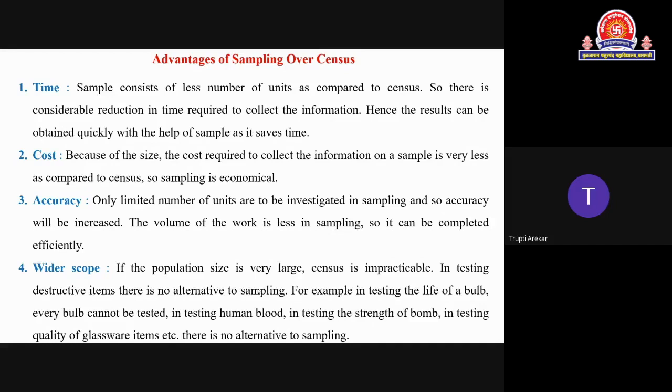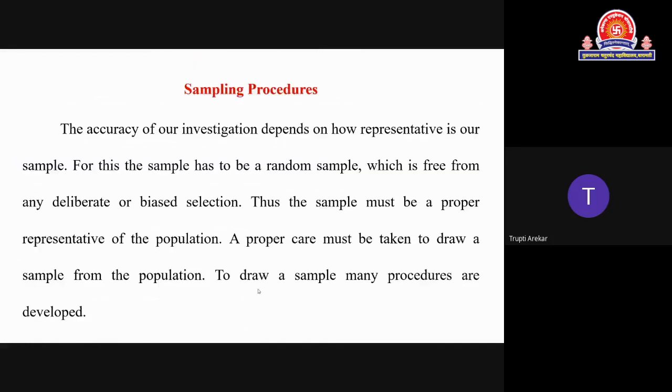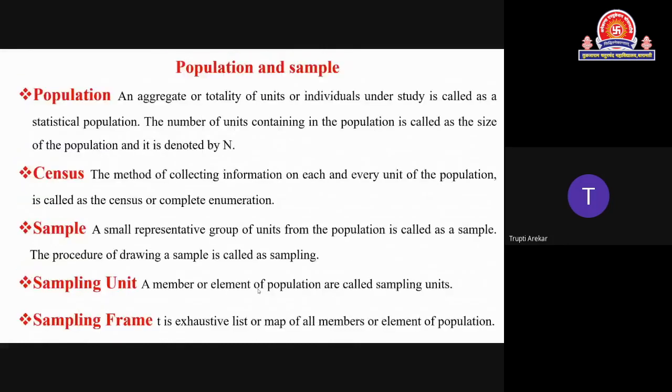So advantages of sampling over census, we find that it reduces time, it reduces the cost, accuracy is also good, and wider scope is there for sampling. So here we have studied population and sample. What is the meaning of population here? An aggregate of objects or individuals under study is called population. And what about sample? A small representative group of units from the population is called a sample.